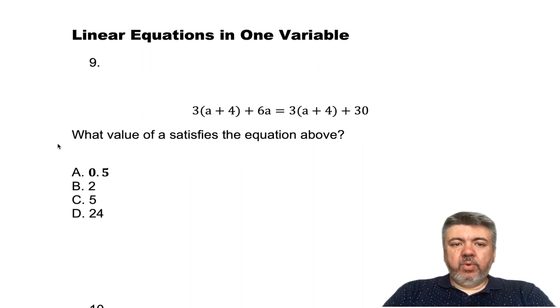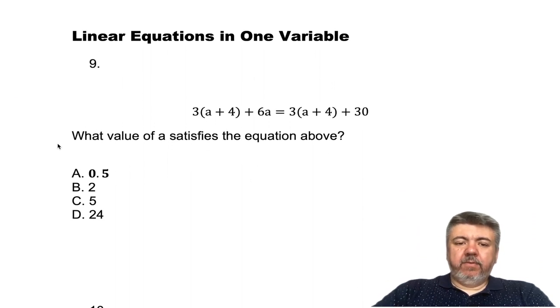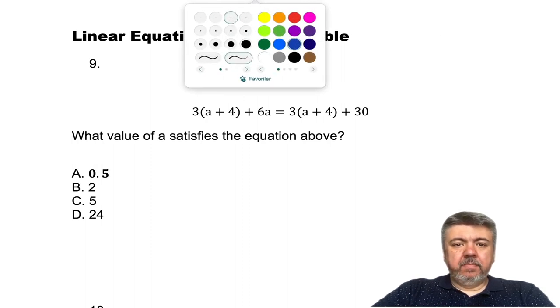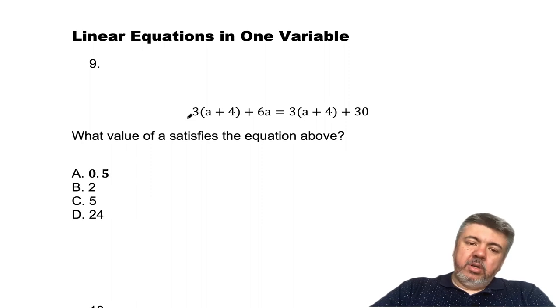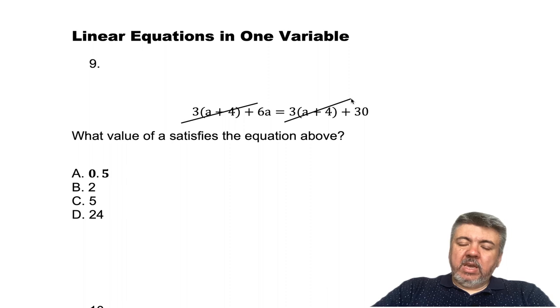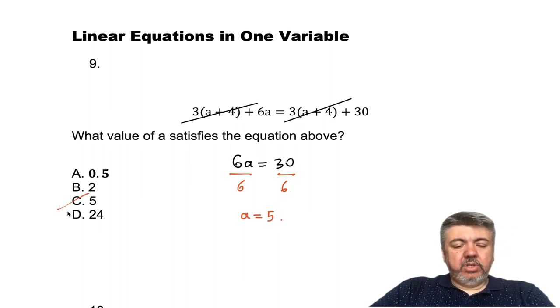Let's move on to question 9. I will wait for a couple of seconds for you to see the idea here. Okay. You can either expand the parentheses or see what I see. These are the same thing, like we can cancel from both sides. Then it's going to be 6a equals 30. And divide both sides by 6 to get a equals 5, which is here.